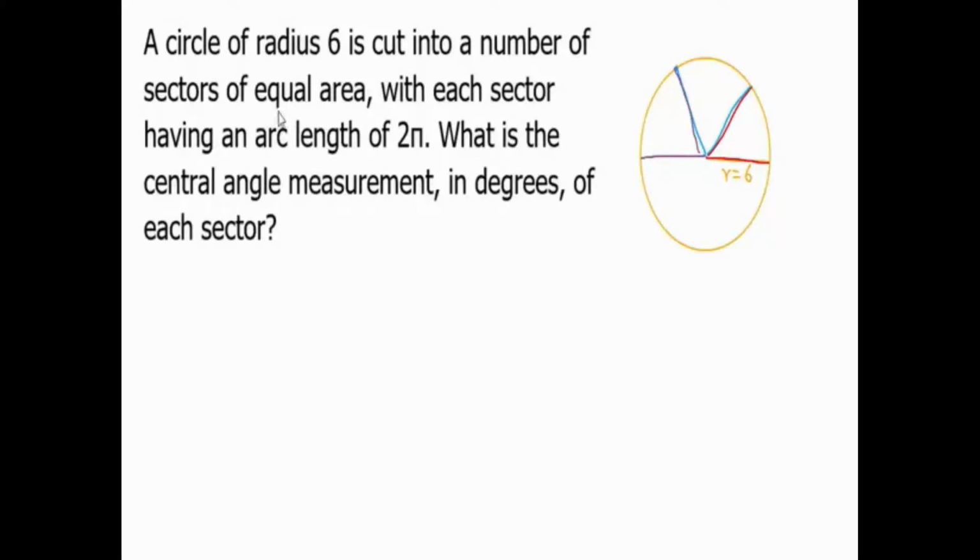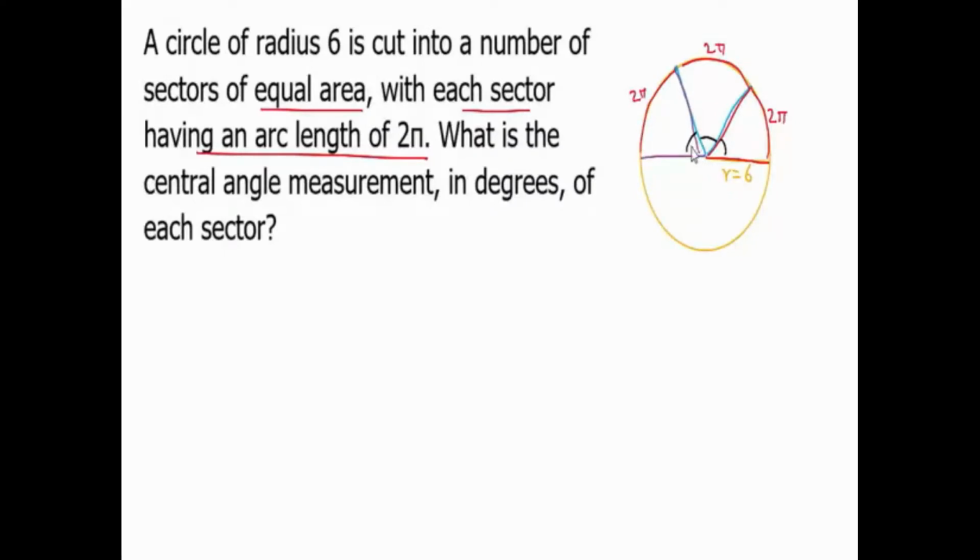They all have equal area, which means the central angles are all equal. And it's given that each sector has an arc length equal to 2 pi. So this length is 2 pi from here to here. So is this, from here to here. So is this, and so on. They're all equal to 2 pi.